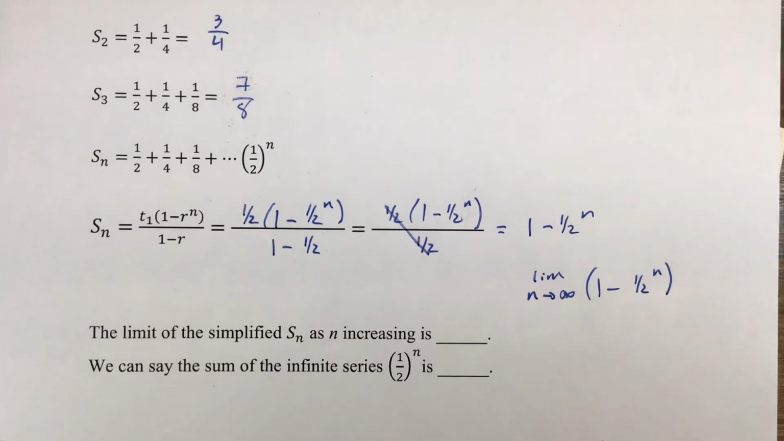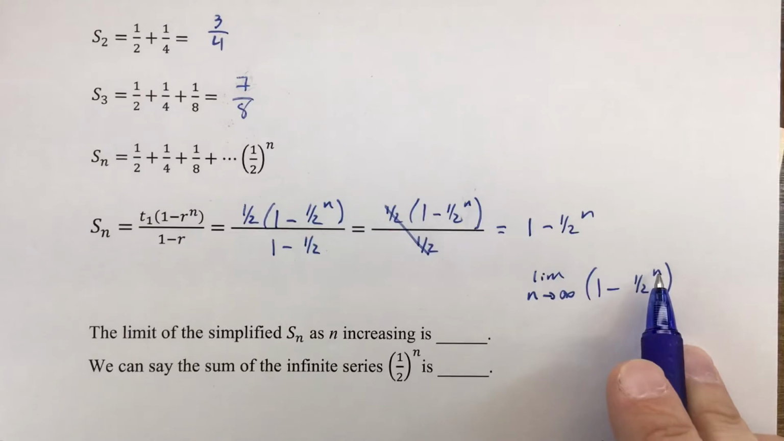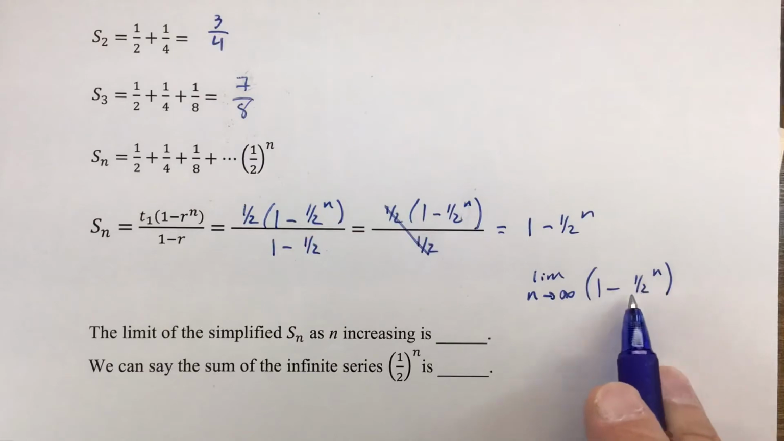The way that we're going to approach this is to imagine putting in a really large number for n. If we take 1/2, which is a value less than 1, and continue to raise it to higher and higher powers, every time 1/2 is multiplied by itself, you get back a little bit less each time. So when n is a really big number, this 1/2 to the nth power essentially becomes 0.